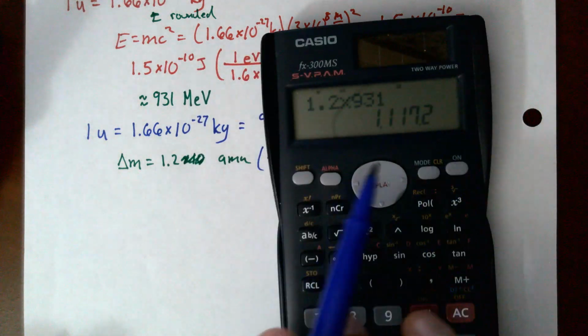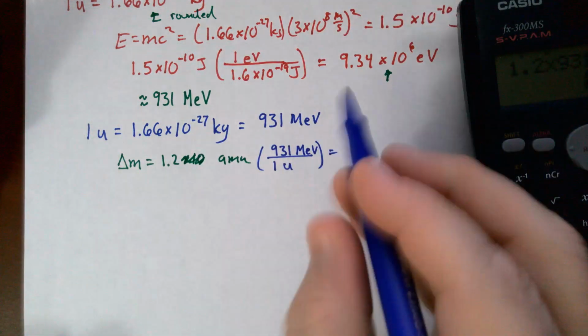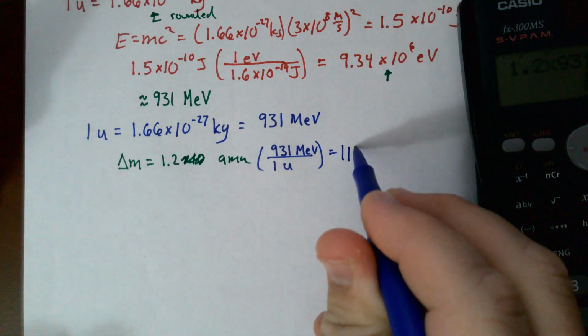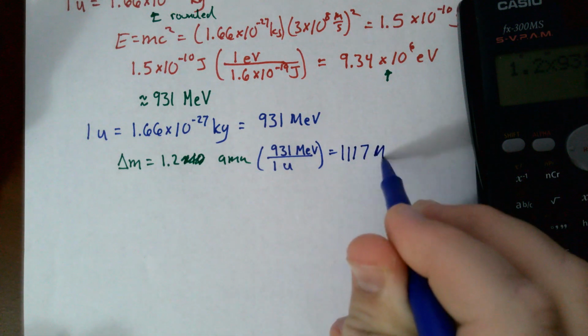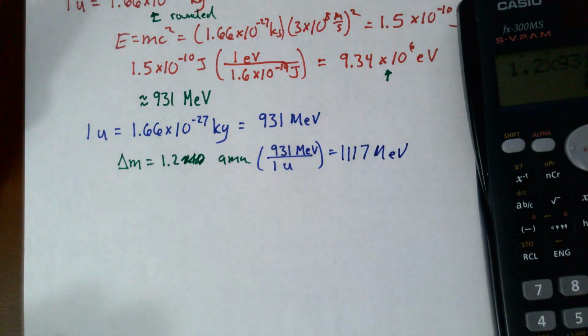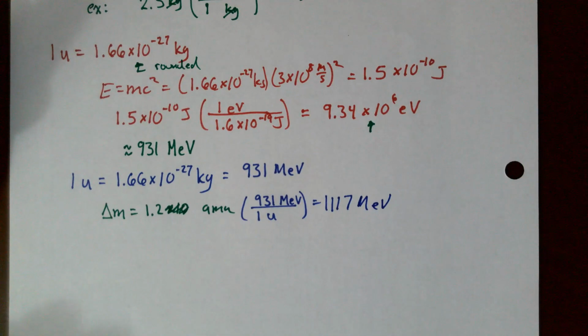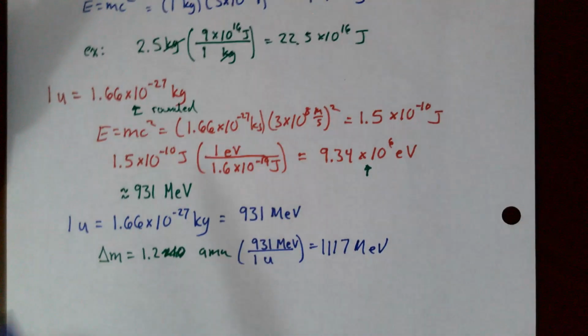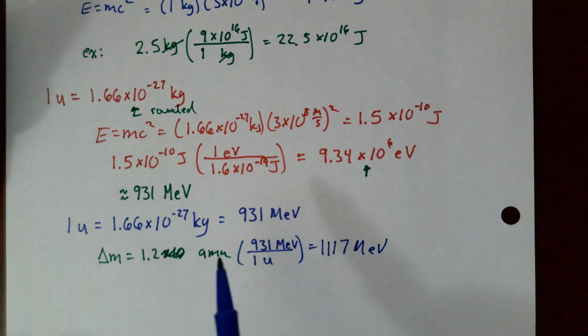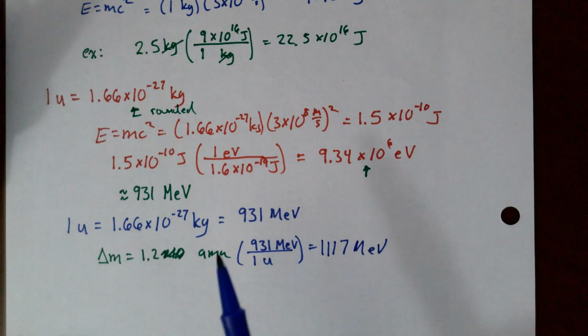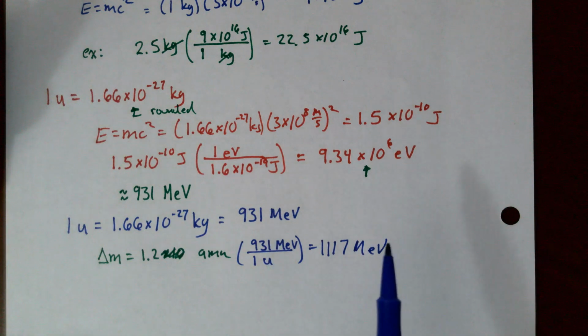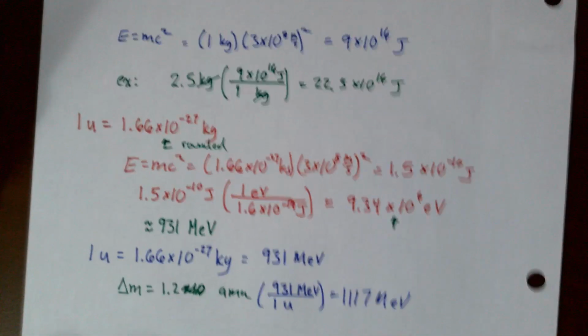So that'd be like 1,117 MeV, or mega electron volts. So now when you see that unit, either u or AMU, this is how I learned AMUs. Now you know how to quickly convert that to energy if you are looking at a nuclear reaction.